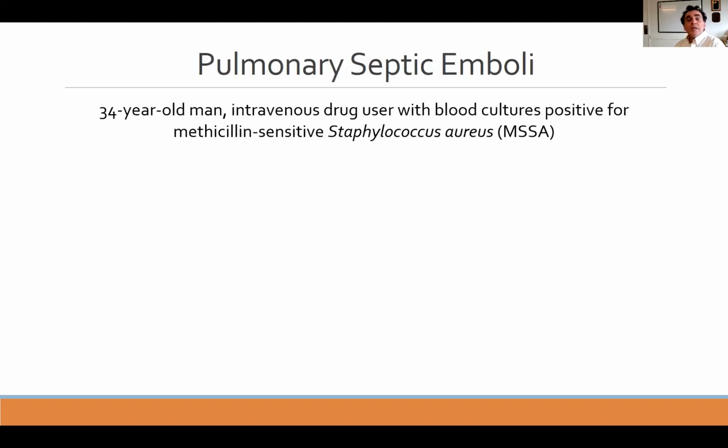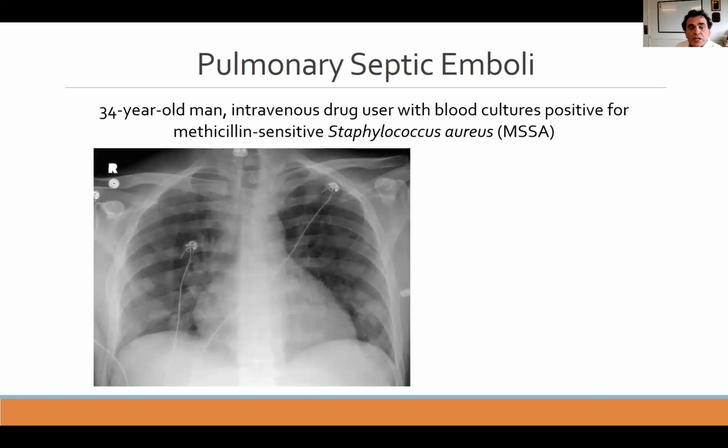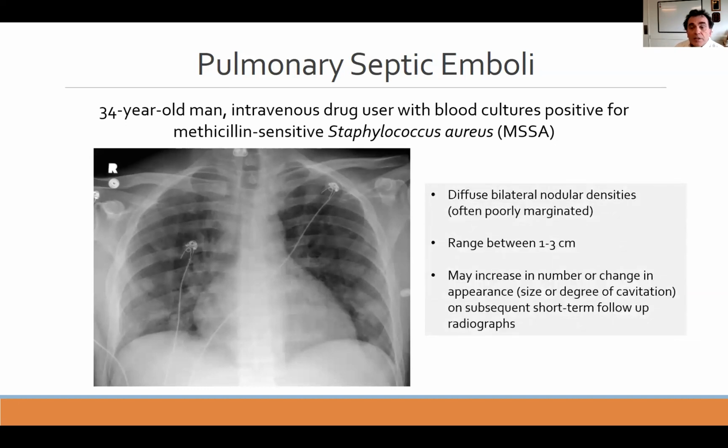How about other complications of endocarditis, such as pulmonary septic emboli in a 34-year-old man, intravenous drug user with blood cultures positive for methicillin-sensitive Staph aureus? This is a chest X-ray of that patient with the diffuse bilateral nodular densities. They range from 1 to 3 centimeters and may increase in number or change in appearance, size, or degree of cavitation on subsequent short-term follow-up radiographs.